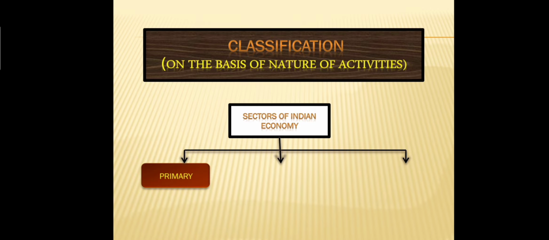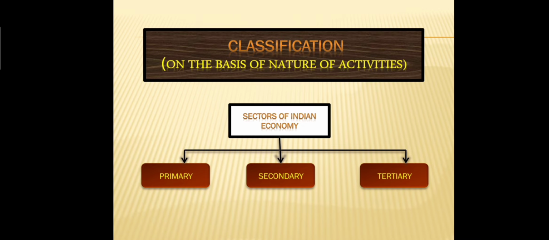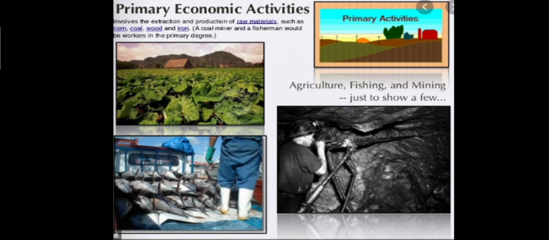In this, we are having three types, that is primary sector, secondary sector, and tertiary sector. Now, come to primary sector. Primary sector, when we produce a good by exploiting natural resources, it is an activity of the primary sector. For example, you can say agriculture, fishing, forestry, etc. This sector is also known as agricultural and related sector.